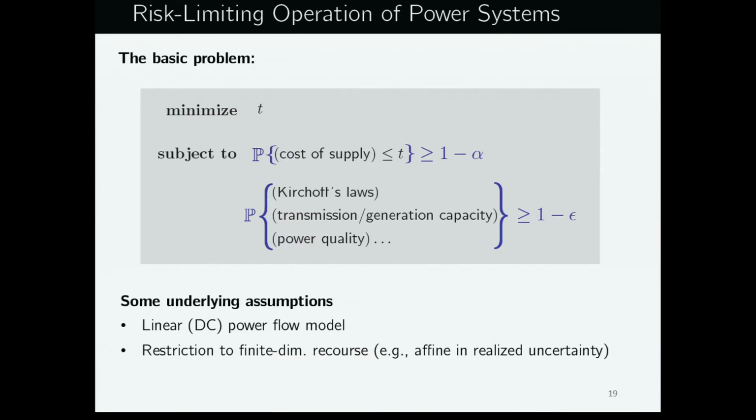Okay, so this is essentially, in epigraph form, a chance-constrained optimization problem, which again is NP-hard in general, even under some simplifying assumptions that I'll make. I'm going to assume that the power flow equations are described by linear equations. This is known as the DC power flow approximation. And any recourse decision will have a finite dimensional parameterization in the uncertain variables of which it's a function. So this eliminates the complexity associated with the infinite dimensionality of the recourse decision space. Okay, so we'll end up with a finite dimensional chance-constrained optimization problem.